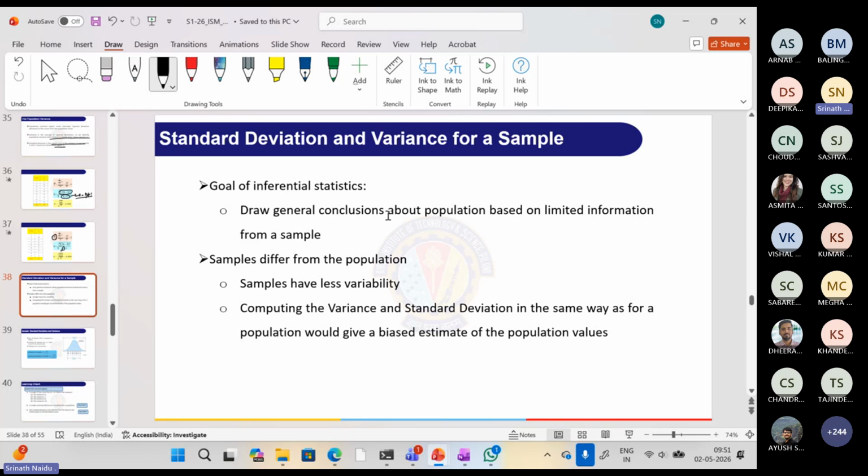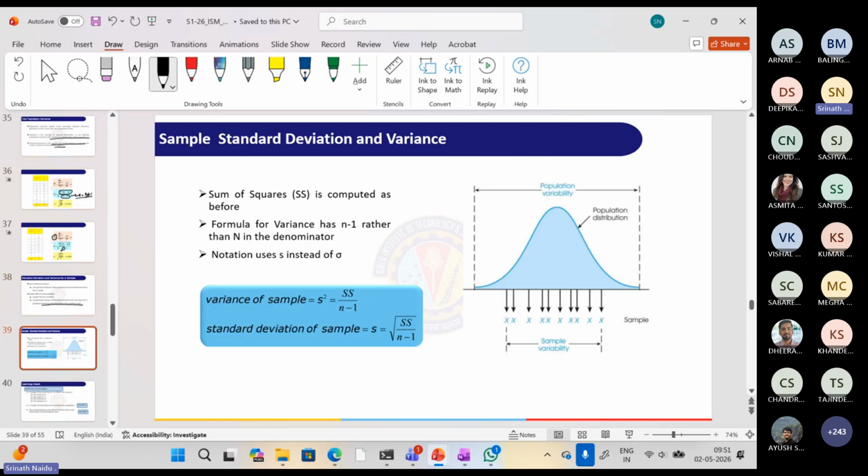Okay, so the standard deviation and the variance for a sample. The goal of inferential statistics is to draw general conclusions about a population based on limited information from a sample. Okay, that's the whole problem. Samples differ from the population because samples have less variability. Computing the variance and standard deviation in the same way as for a population would give a biased estimation of the population values. This is admittedly a hand-waving description right now, because we don't have sufficient background to go into a deeper level. But eventually I will do it.